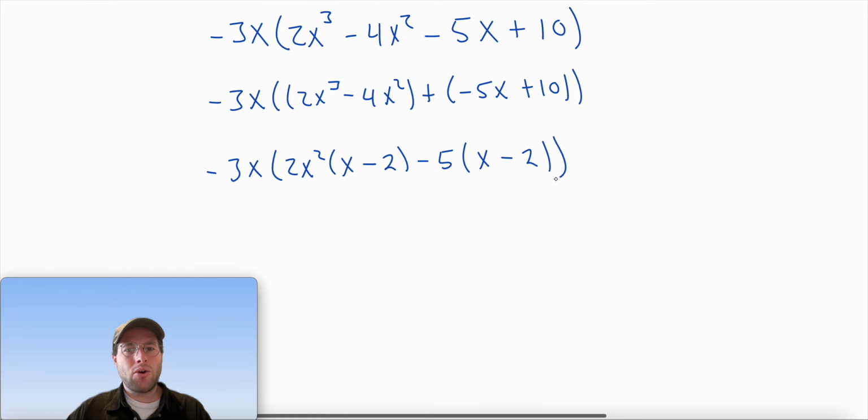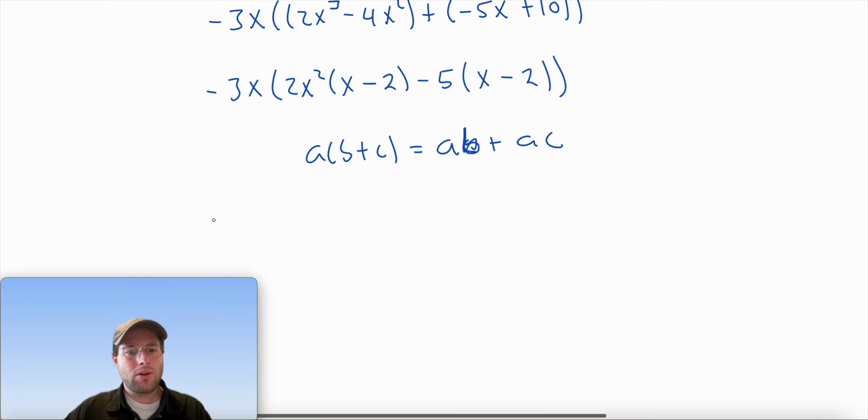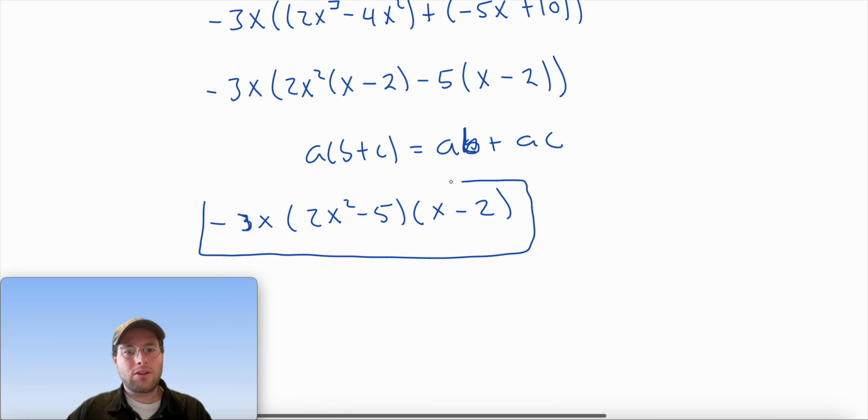All right, and so again, we're going to be using that distributive property. I'll just go ahead and write it real quick right here. A times b plus a times c. And so doing that again, we're going to get negative 3x times 2x squared minus 5 times x minus 2. And that right there will be our final answer.